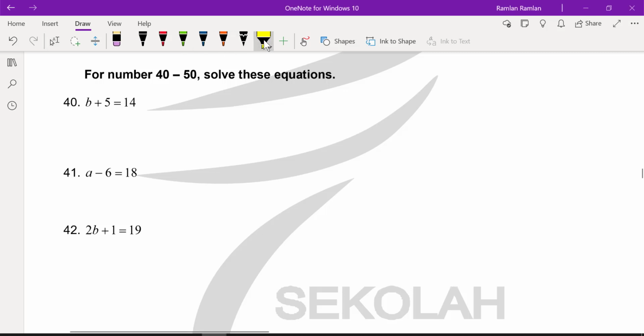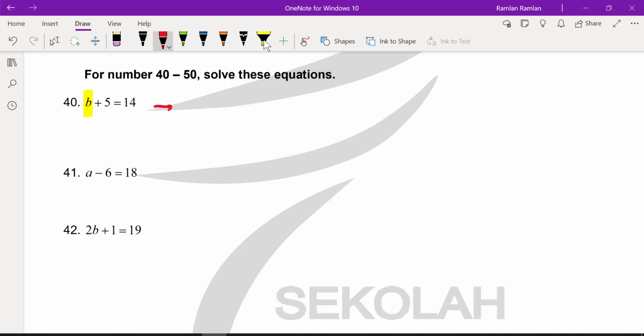So b plus 5 equals 14. The goal is to make this b, the variable, alone on one side of the equal sign. Now it's on the left side of the equal sign, but it's not alone. The 5 is also on the left side. So we need to get rid of that 5. When you want to get rid of this, you are doing the opposite operation of what is being done there. It's being added, so the opposite of addition is subtraction.